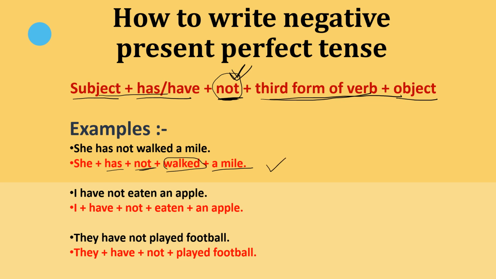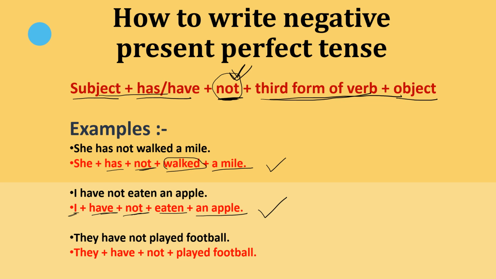Now, I have not eaten an apple. I is the subject here. Have, we are using have with the first person singular. Have not is used to make the sentence negative. Now, eaten is the third form of the verb eat, and then the rest of the sentence. This is the sentence in the negative form.